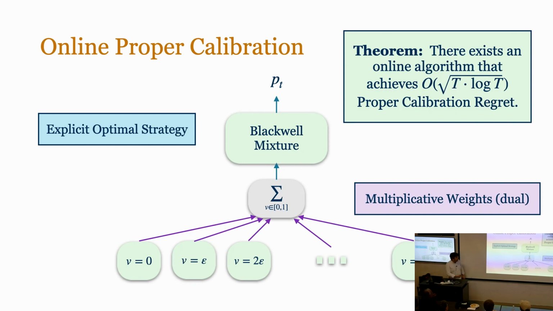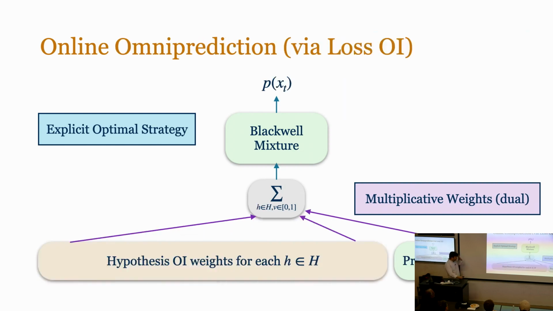Okay, so this algorithm works for proper calibration. I told you we needed proper calibration plus multi-accuracy. It turns out that multi-accuracy can be viewed as also a set of linear constraints. And you can similarly play multiplicative weights on constraints defined by the hypotheses in your hypothesis class. Okay, so that's actually a pretty easy transition from achieving just proper calibration to proper calibration plus multi-accuracy. Of course, though, now I'm playing an online algorithm over every hypothesis in my class.